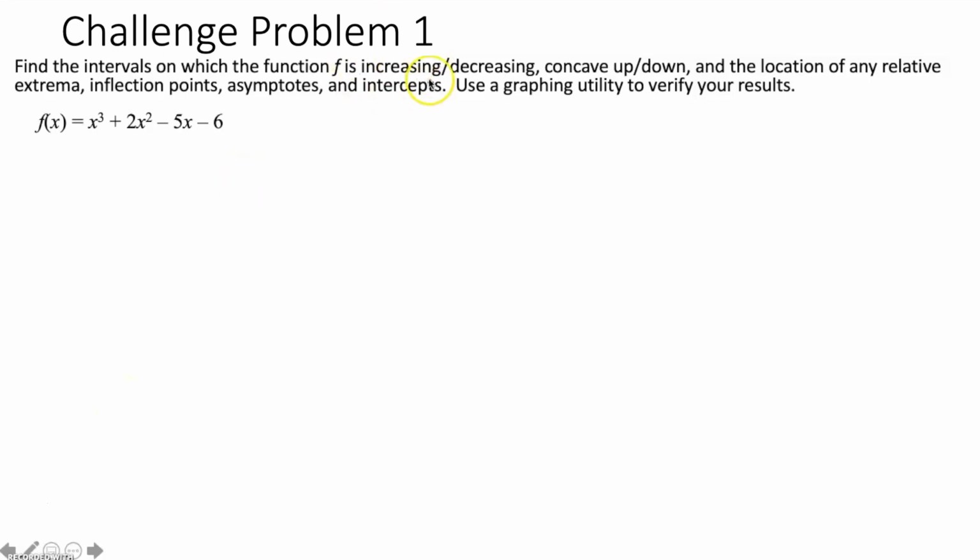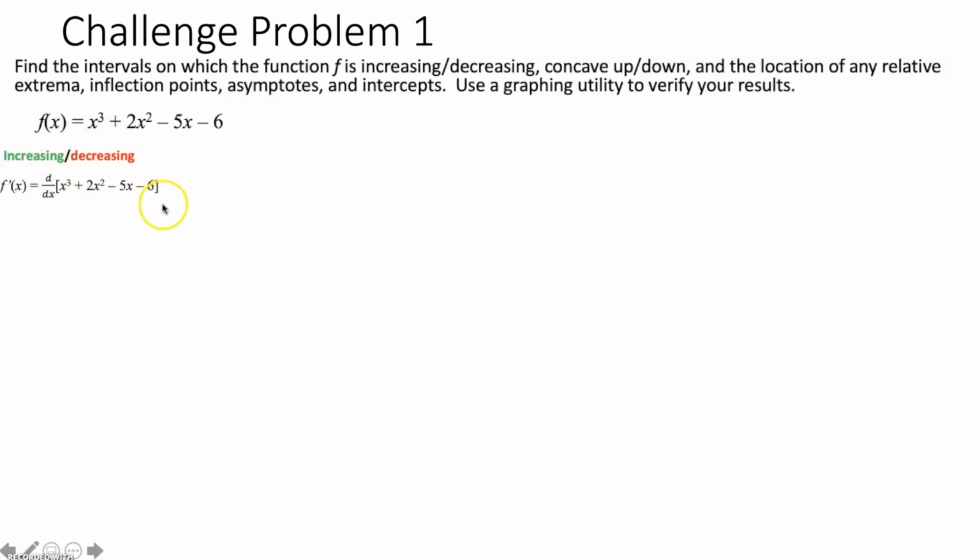First thing we're going to figure out are the intervals on which the function is increasing or decreasing. To do that, we need to figure out what the critical numbers are. Remember, critical numbers occur wherever the first derivative is either equal to 0 or does not exist. So we need to figure out the first derivative of this function. So let's take the derivative of this function.